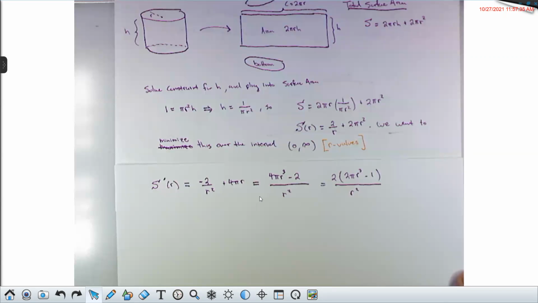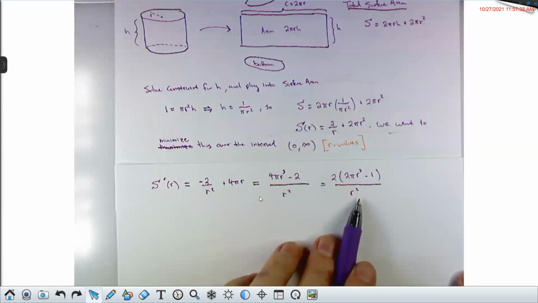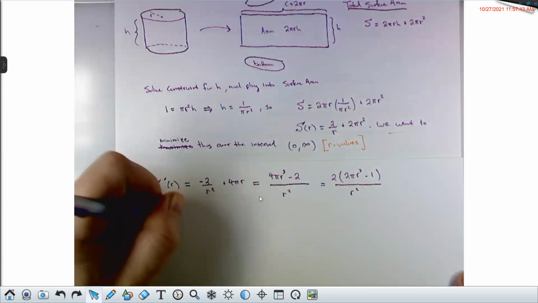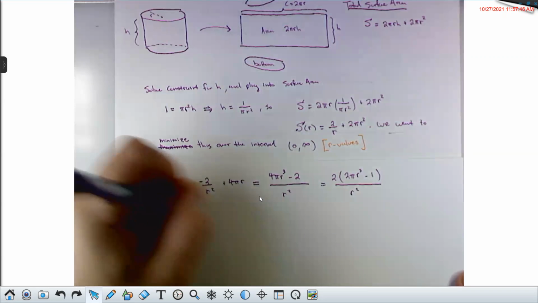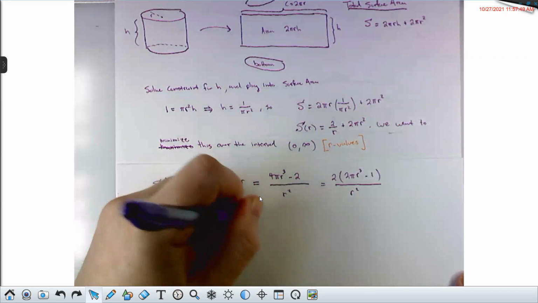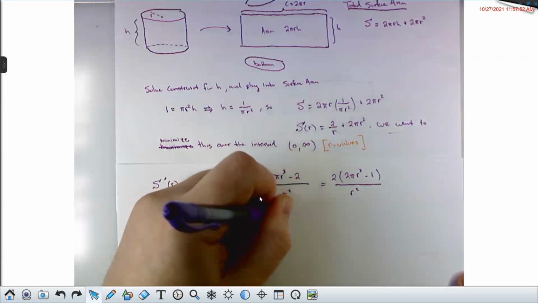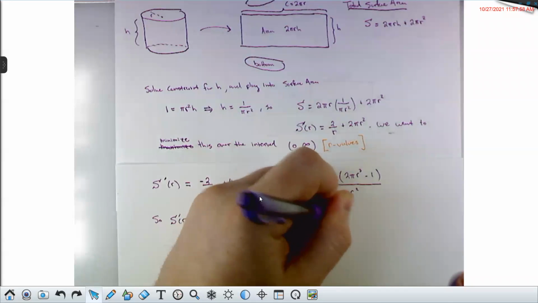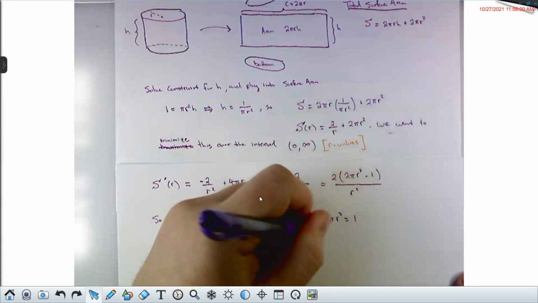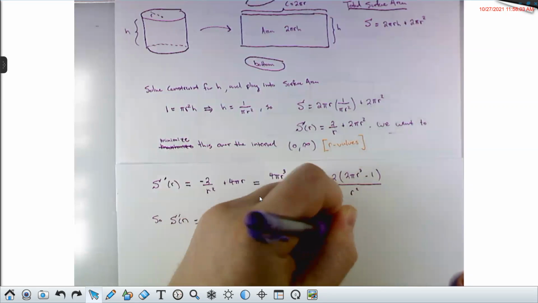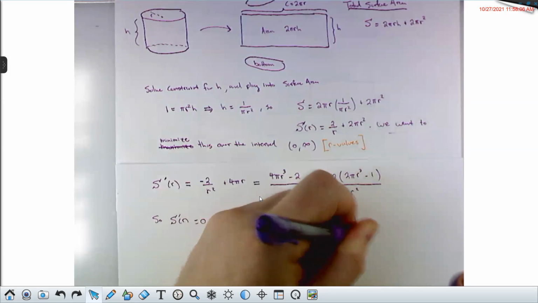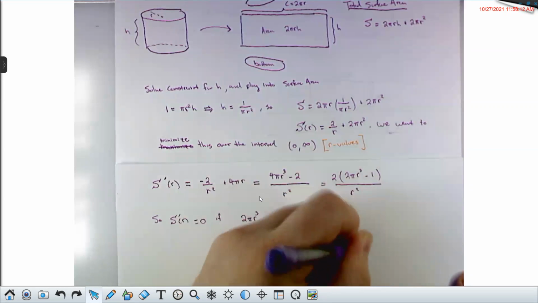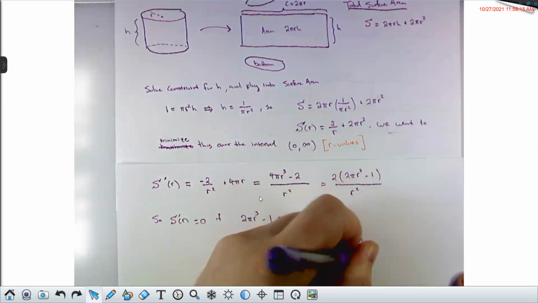So my critical numbers for this function, if I'm not considering the domain, would be 0 and whatever makes this top 0. So we need to find what makes that top 0. And that would mean 2 pi R cubed minus 1 is 0. Which means 2 pi R cubed is equal to 1. Which means R cubed is 1 over 2 pi. Which means R would be the cube root of 1 over 2 pi.